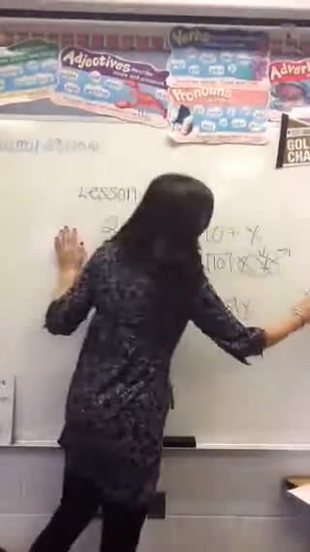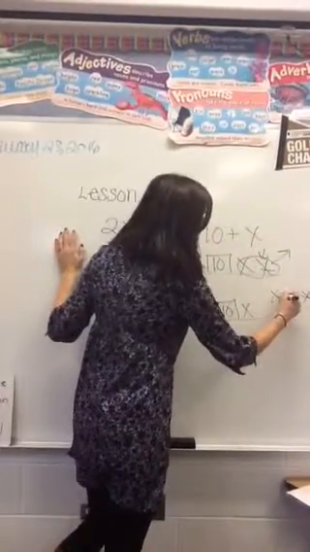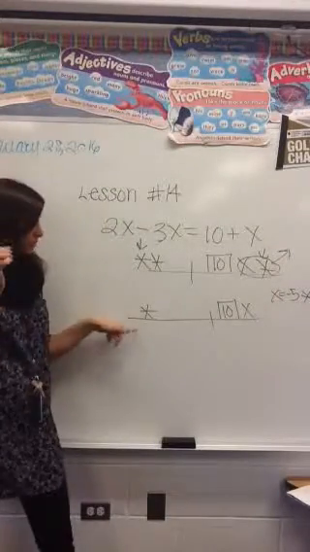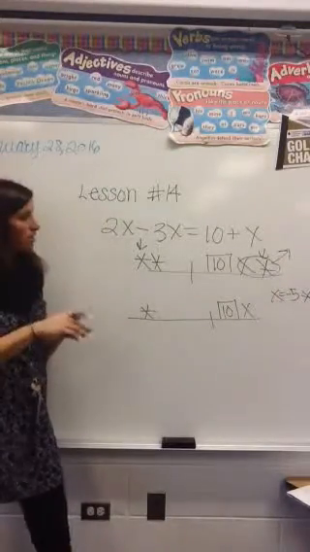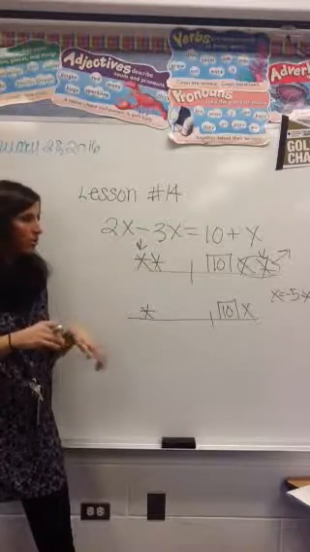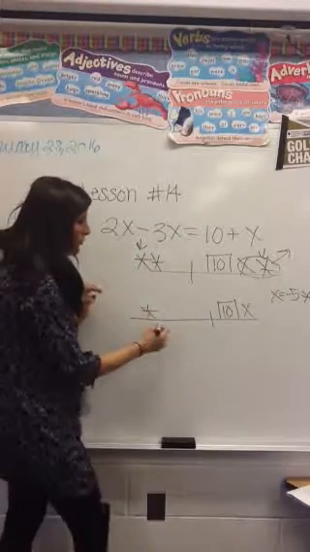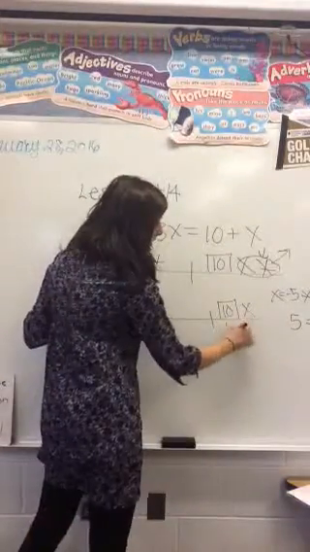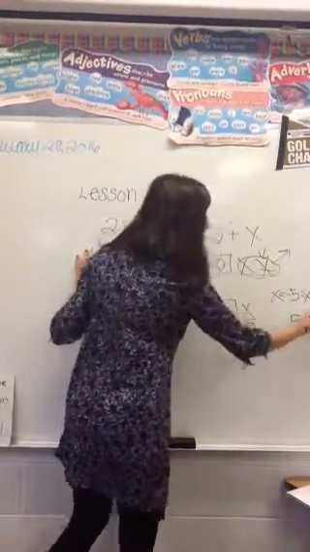So star equals 5 and x equals -5. Then going to your original setup, star equals 10 plus x. So on our left side, we have 1 star, which equals 5. And on our right side, we have 10 minus 5, which equals 5.